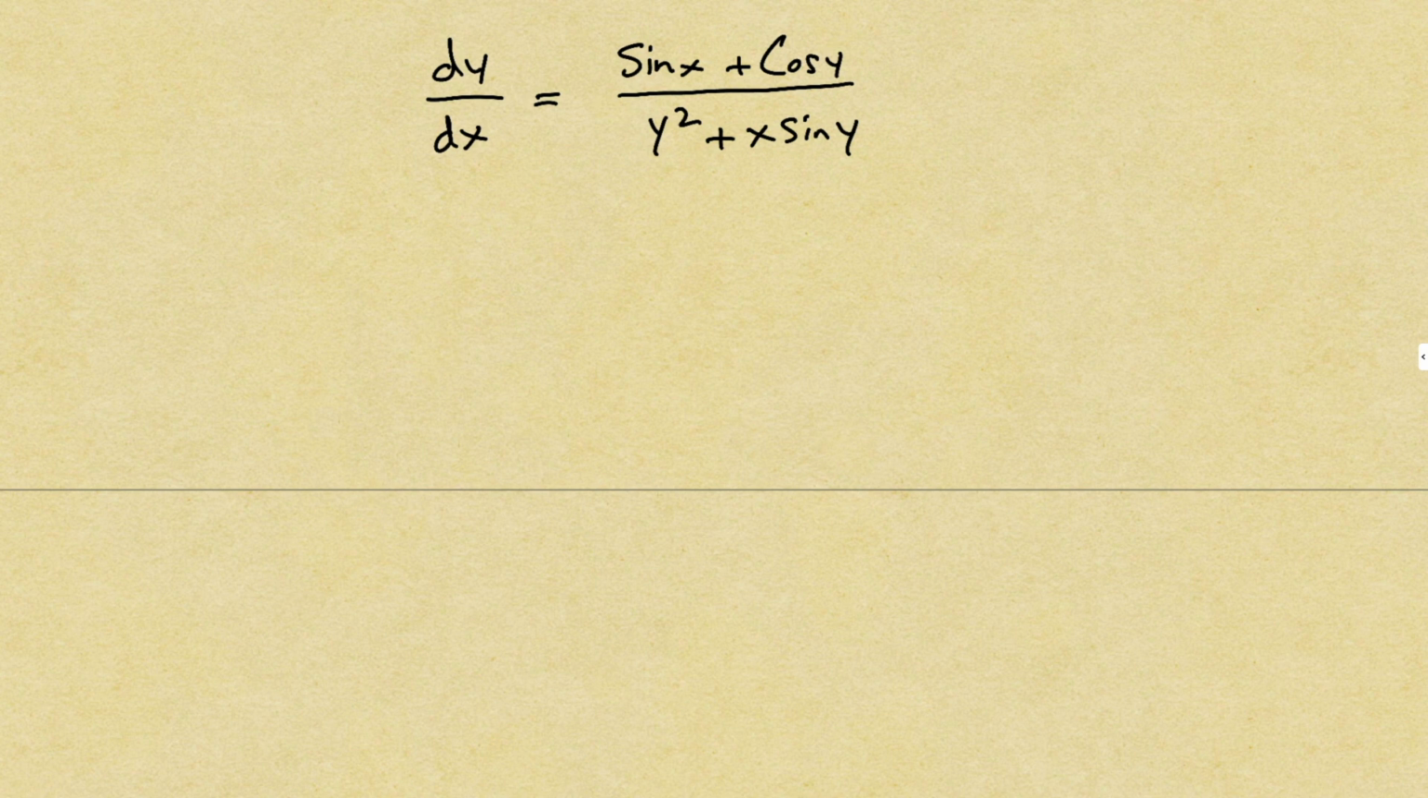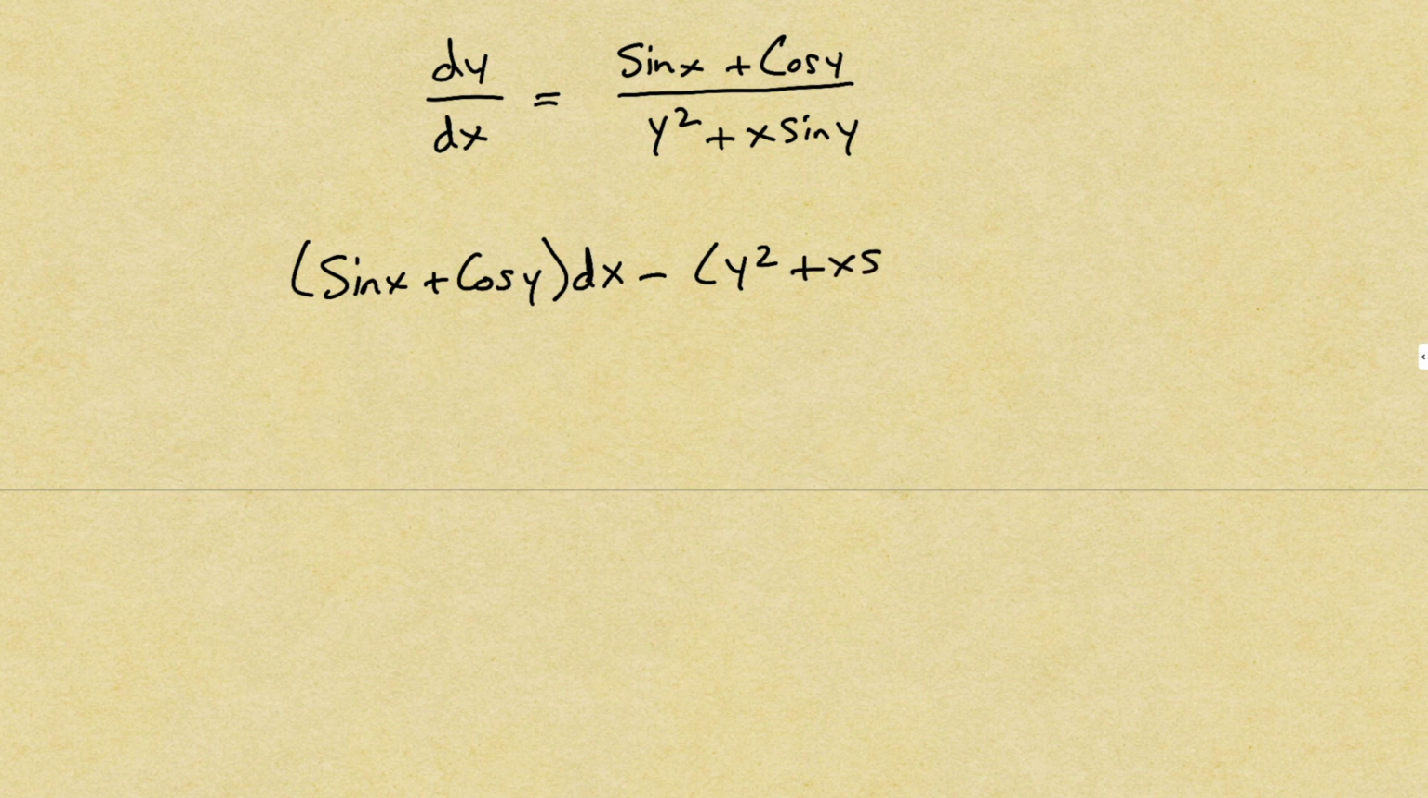So first, let's write this in more of a standard form for exact equations. And the way I'm going to do that is essentially I'm going to cross multiply, and then I'm going to bring everybody to one side. So what we end up finding here is that we have (sin x + cos y) dx minus (y squared + x sin y) dy equals 0.